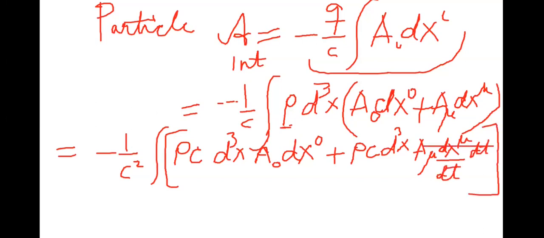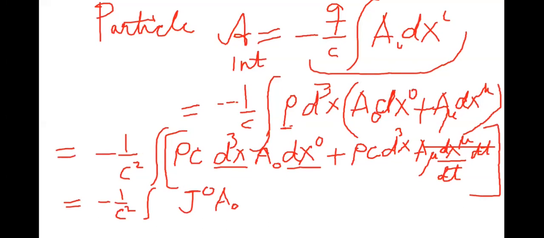Right? So since one can write it like this, the advantage is that it can be recognized as the velocity, and then further you can write 1 over c square. Now this rho c is nothing but J0, and it is A0, and d3x and dx naught, the product of these two is the 4 volume.